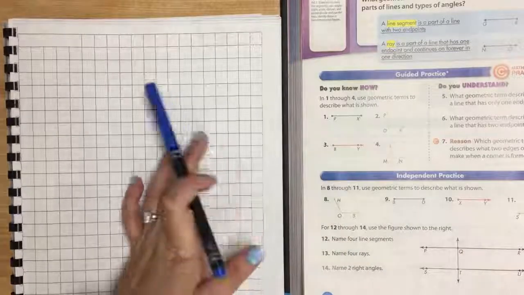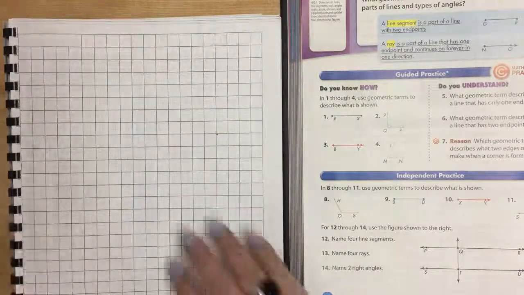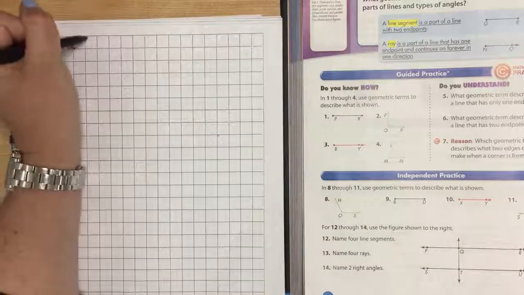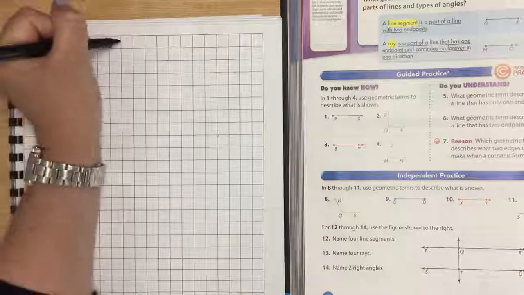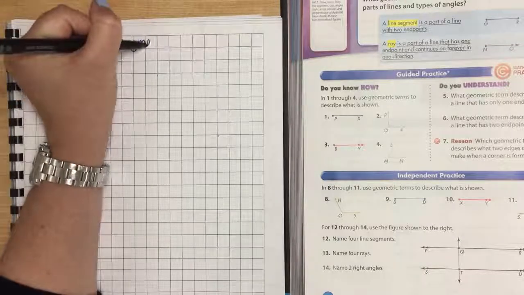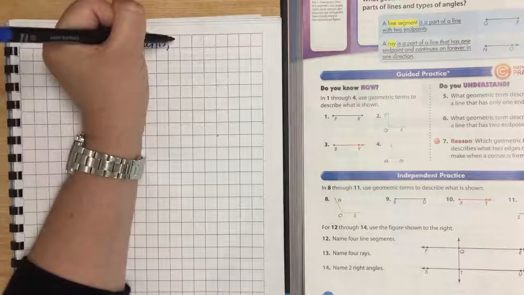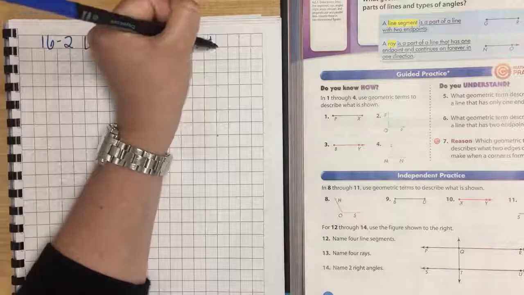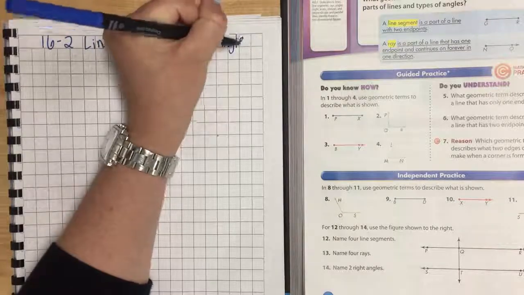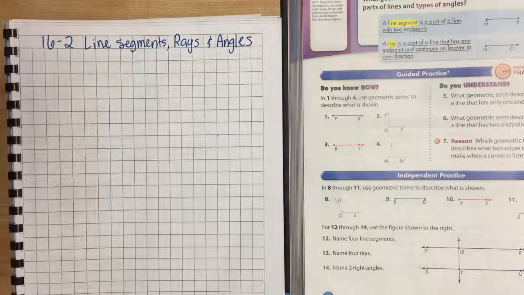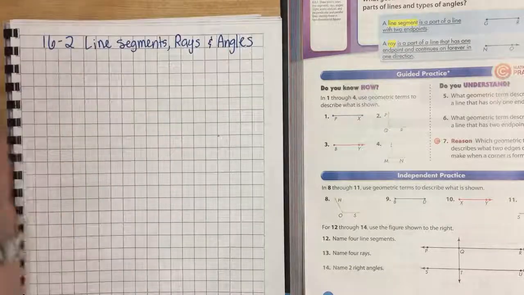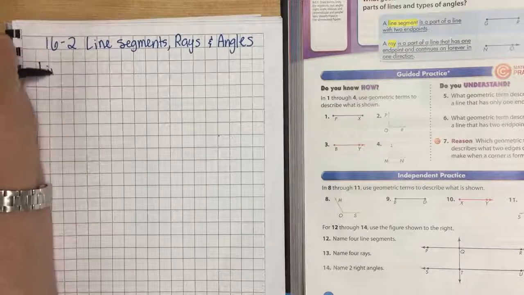Right, we are on lesson 16-2. And we are looking at line segments, rays, and angles. Make sure you check your spelling on that word and that you're not writing angel. So before we even get started, we need to see what these are. We've got some vocab words.